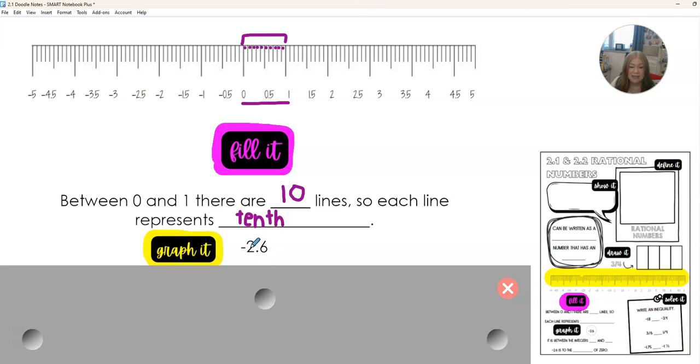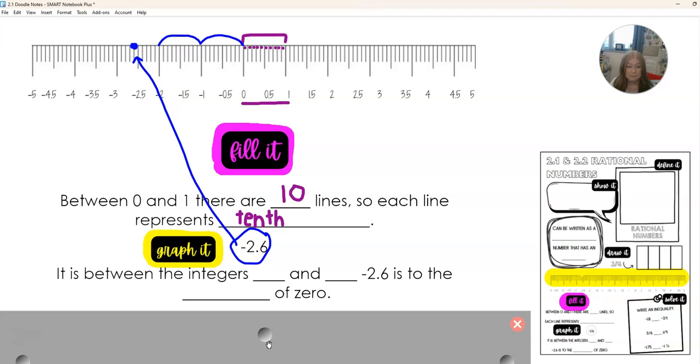So we're going to graph -2.6, right? 6/10. So we have to go backwards to -2. So here's -1, -2, and we've got to go back to -2. Here's -2.1, -2.2, -2.3, -2.4, -2.5, -2.6. So right here, we graphed -2.6. So make sure you graph that on yours.